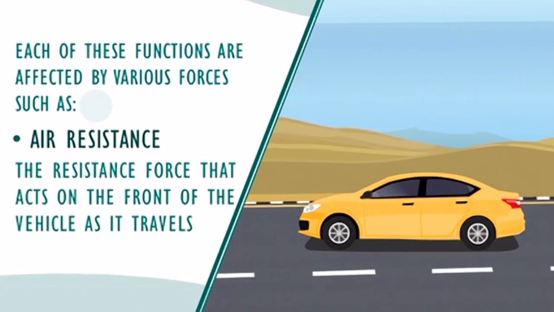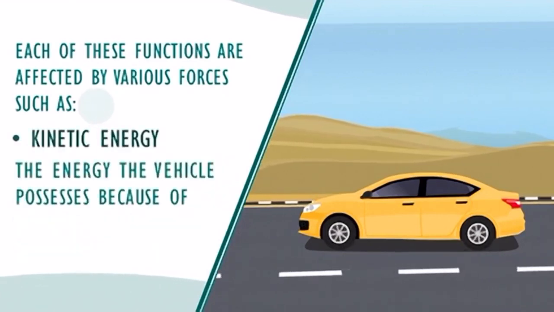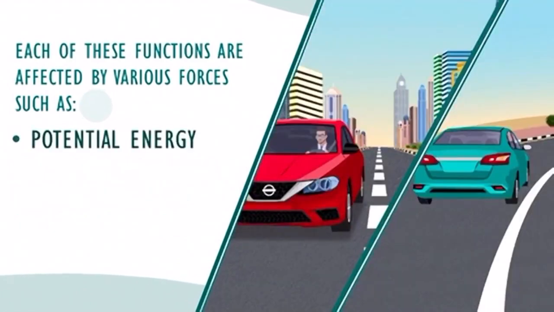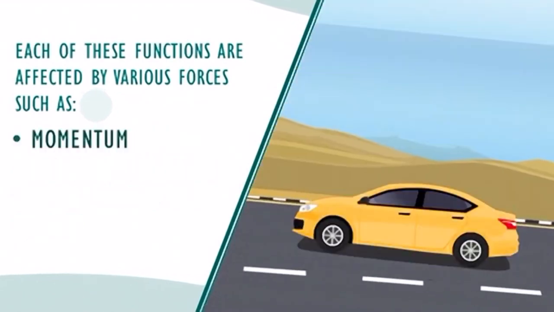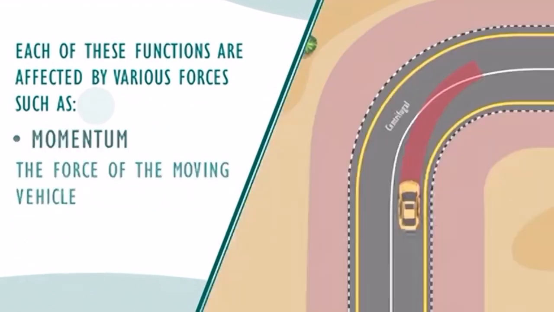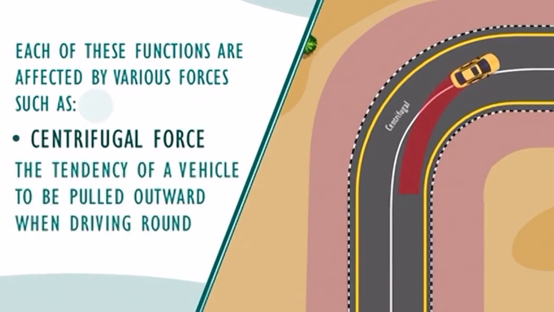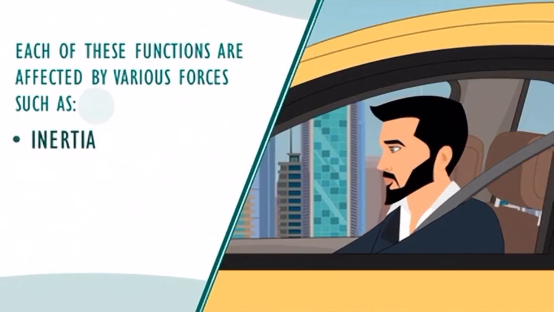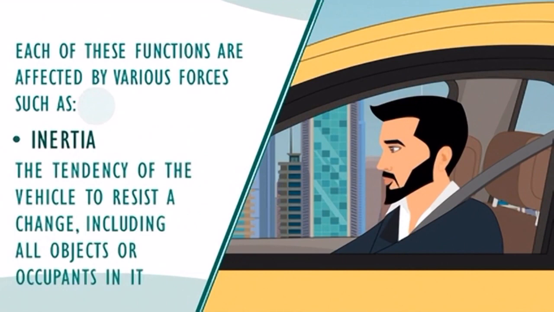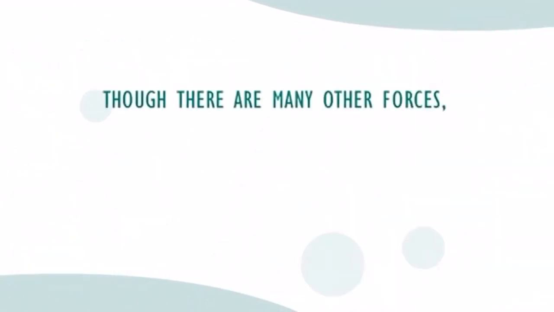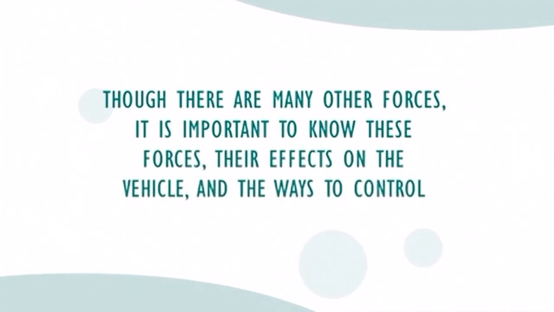the front of the vehicle as it travels through the air; kinetic energy, the energy the vehicle possesses because of its motion; potential energy, the energy the vehicle possesses because of its position; momentum, the force of the moving vehicle; centrifugal force, the tendency of a vehicle to be pulled outward when driving round a curve; inertia, the tendency of a vehicle to resist a change, including all objects or occupants in it.